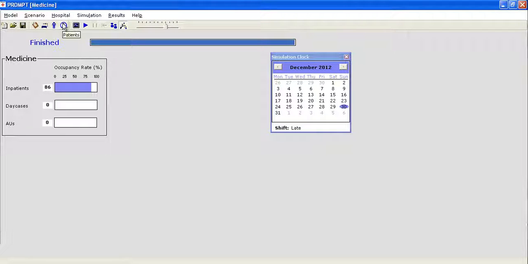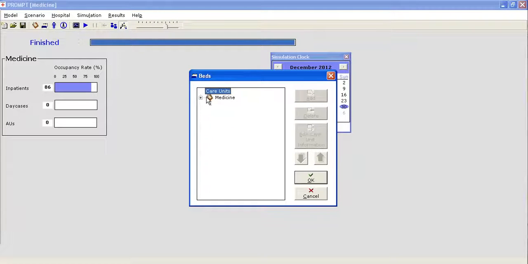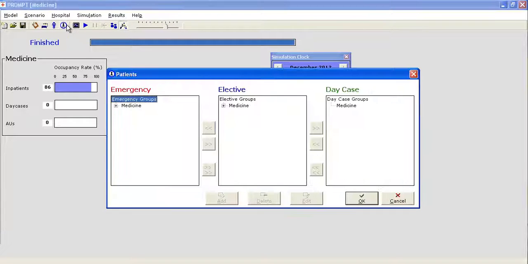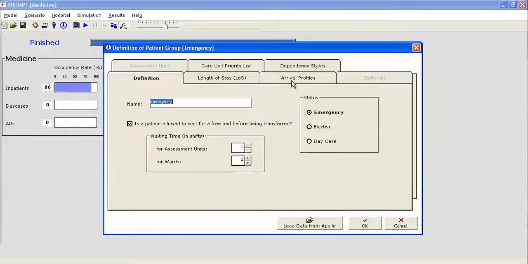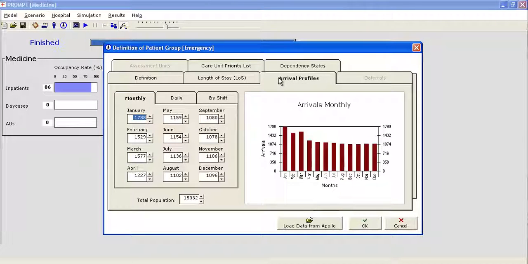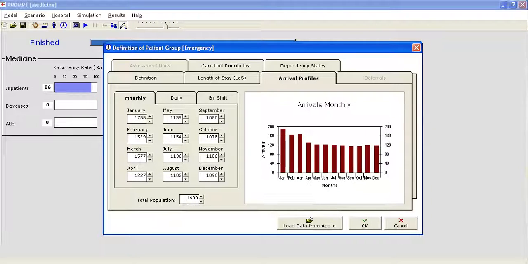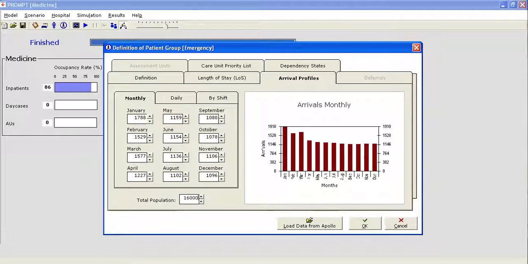So one might say, for example, well, what happens next year if we have fewer beds or more beds? Or what happens if we have different patients coming in or more patients? So this was last year's predicted arrival profile. But what happens, for example, if the number of patients goes up to 16,000 patients? We can play around with that.